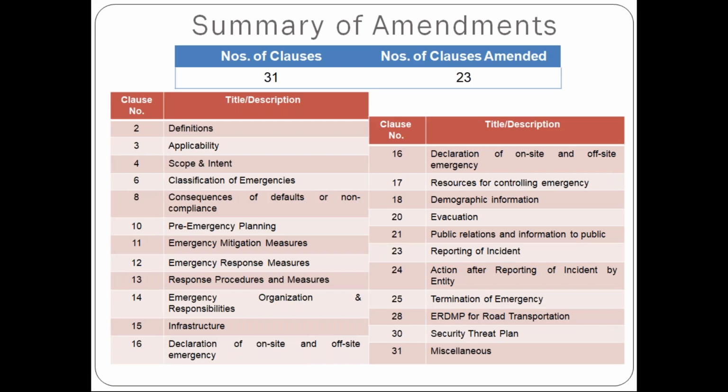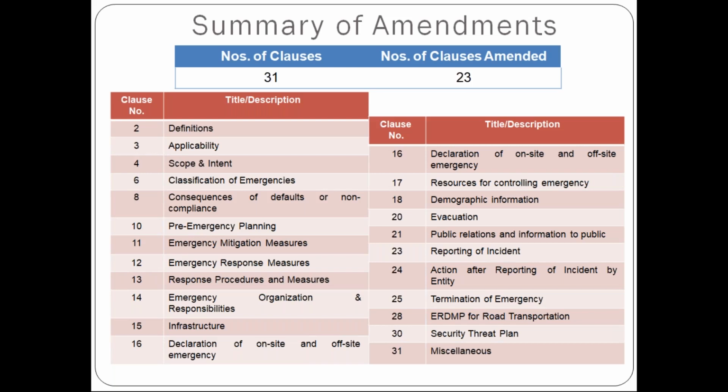Resources for controlling emergency, what kind of resources are required? The demographic information is very, very important, especially when there are multi-location facilities, or a plant which is located in various geographies, so that also will play an important role. Then the evacuation process, public relations and information to the public: how do we intimate the public, how do we maintain good relations with the public, how do we educate them?